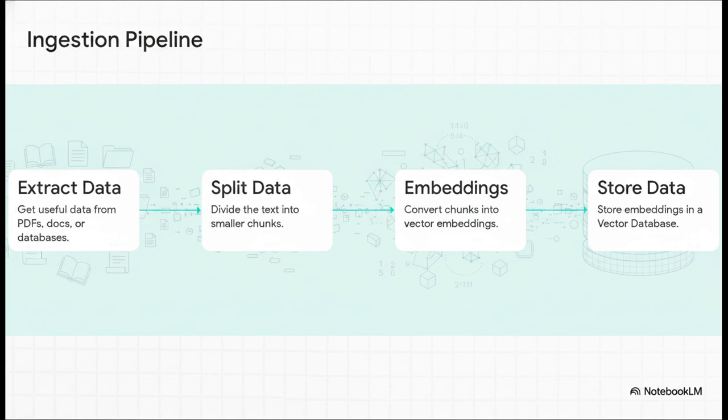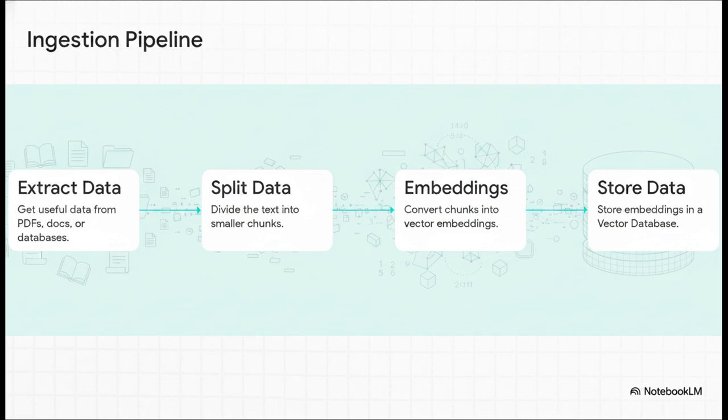First, we extract our raw data, stuff like PDFs, Excel files, internal company docs. Second, we obviously can't feed a massive 500-page manual to the AI all at once, so we split the data into smaller, manageable pieces that we call chunks. Third, computers don't understand words. They understand numbers. So we convert these text chunks into what we call vector embeddings. Essentially, these are mathematical representations of the text.